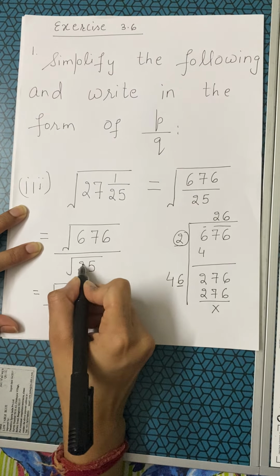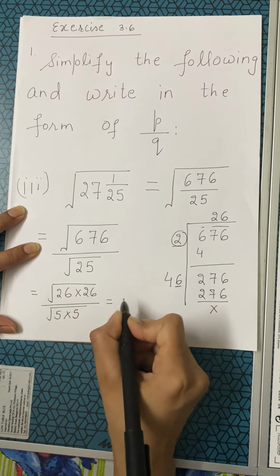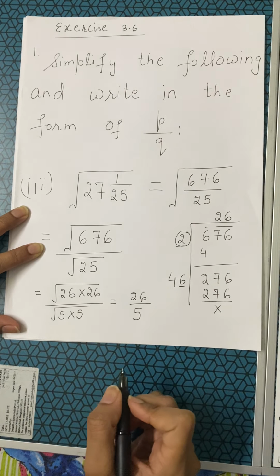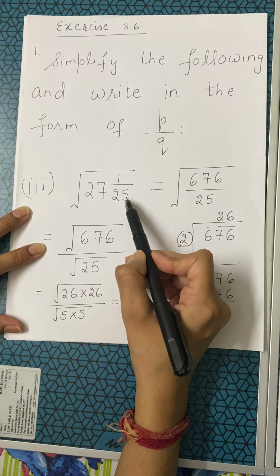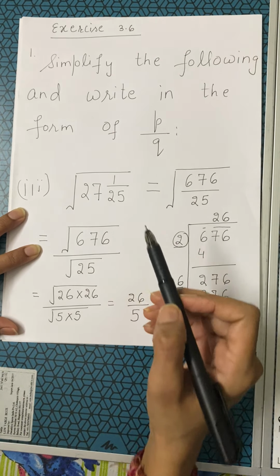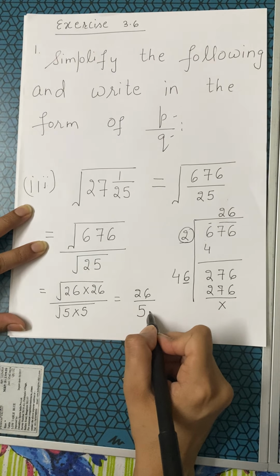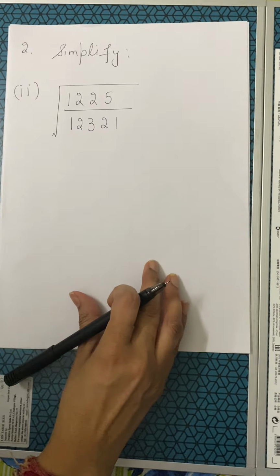Now 25 is a perfect square, that means 5 into 5, or I can say this number can be written as 26 upon 5. Therefore the given number square root of 27 1 by 25, I have written in the form of P over Q, that is 26 upon 5. Let us discuss one more question here.